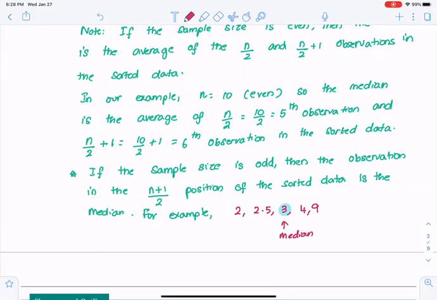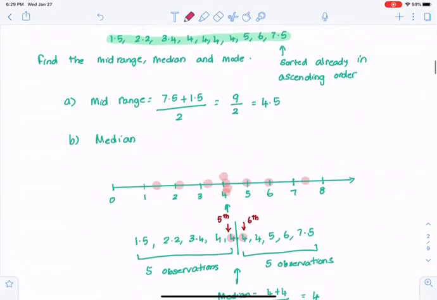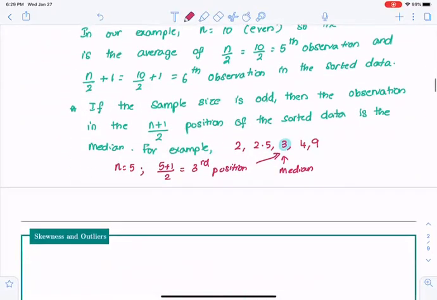But how does it relate to the statement that I just wrote? It mentions that it is the observation in the n plus 1 over 2 position. So n here is 5, and 5 plus 1 over 2 is 6 over 2, which implies the third position. The key thing to note here is that the data has to be in order. And lastly, the mode is the most frequent observation.